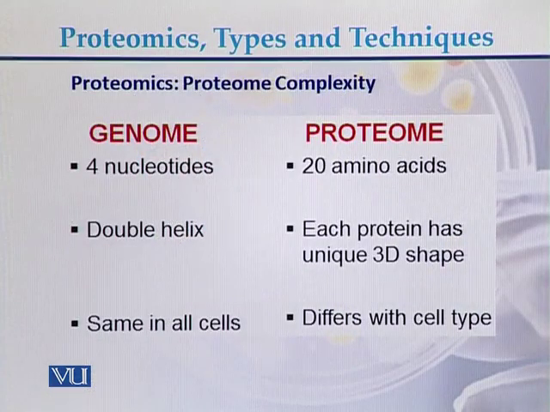If we compare the genome and the proteome, in the case of the genome, there are 4 nucleotides. It is a double helix and is the same in all cells of an organism. On the other hand, the proteome is made up of 20 amino acids. Each protein has a unique 3D shape, and the amount of each protein differs in different cells of the same individual. So this is the difference between the genome and the proteome.